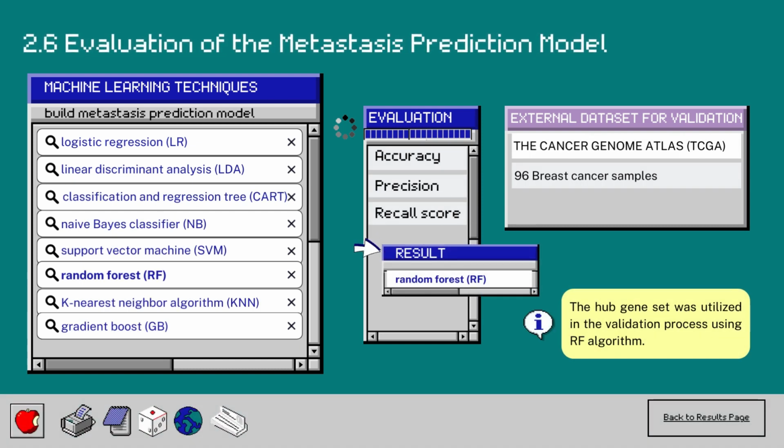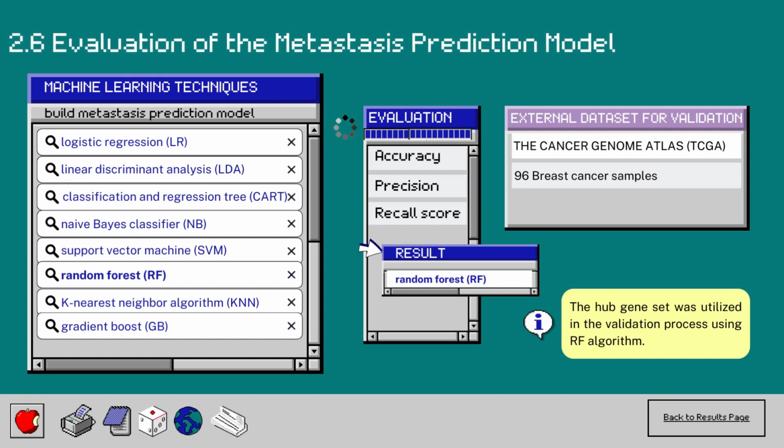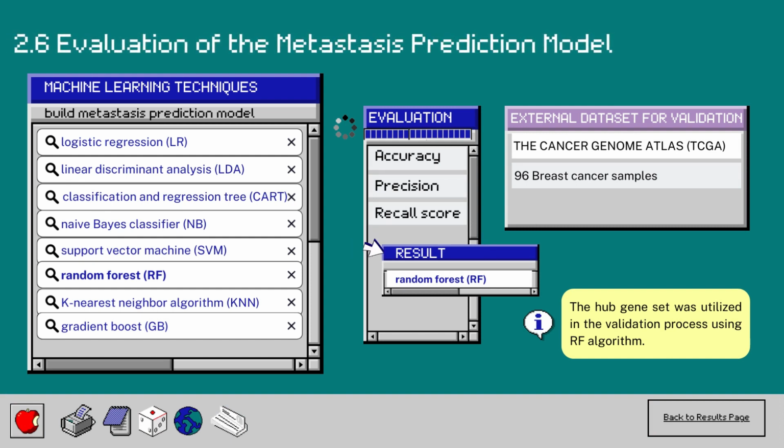We have mentioned that the metastasis prediction model requires machine learning techniques to run. So in this research, different kinds of techniques were evaluated. They were evaluated based on their accuracy, precision, and recall score. And the one that performed the best is the random forest algorithm.